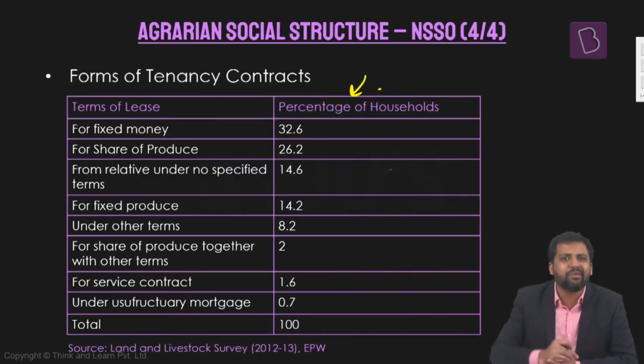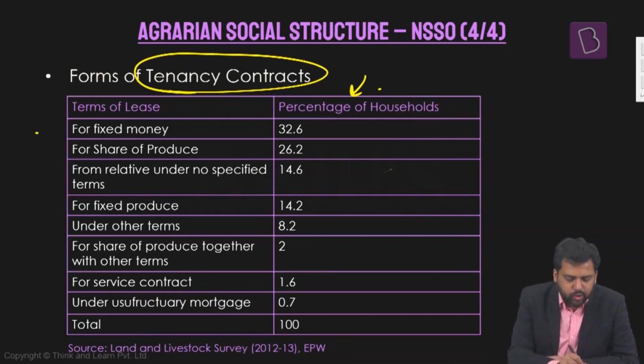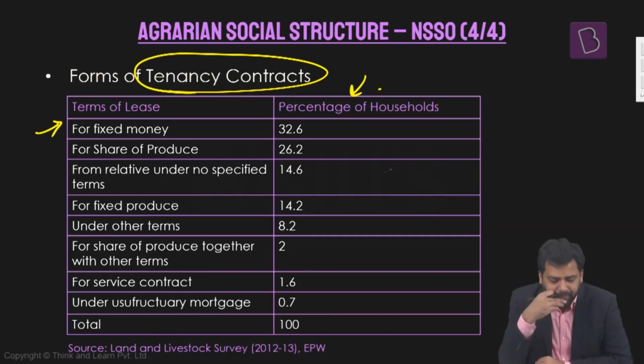Now, what kind of tenancy agreements are people into? What kind of contracts are there? So many times, people might not have their own land. They will be cultivating someone else's land. So what kind of agreement do they have?